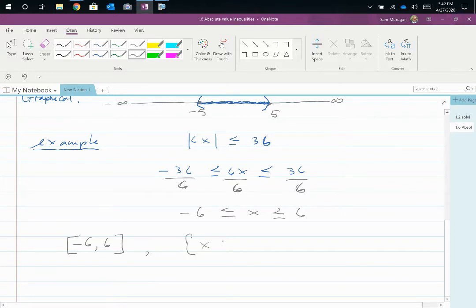Or you can use the set builder notation to write your answer, or you can use the number line. Pay attention to what MyMathLab is asking you for the format, but this is simply a number between -6 and +6 on the number line.